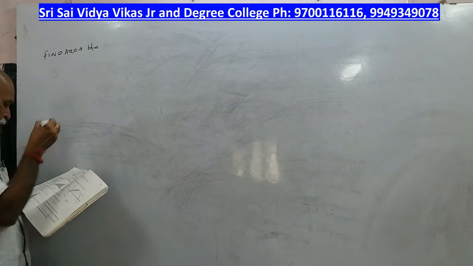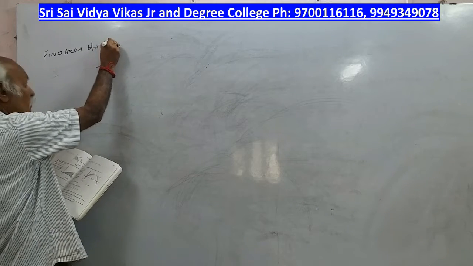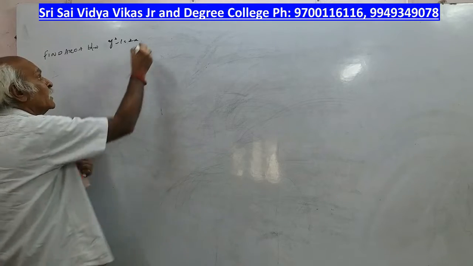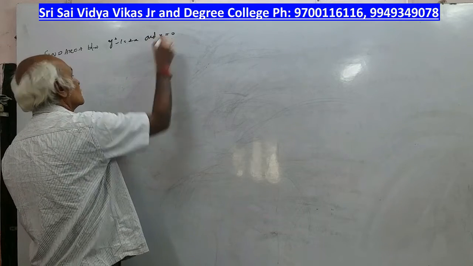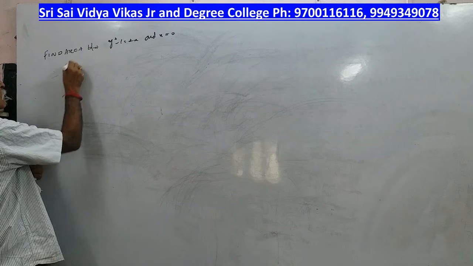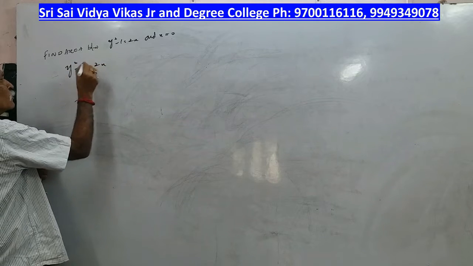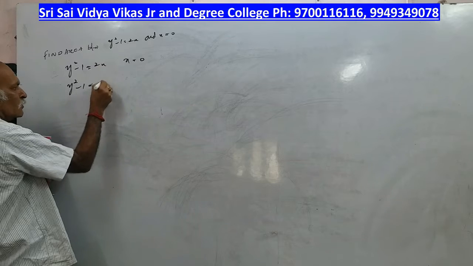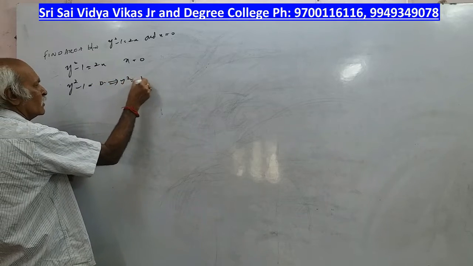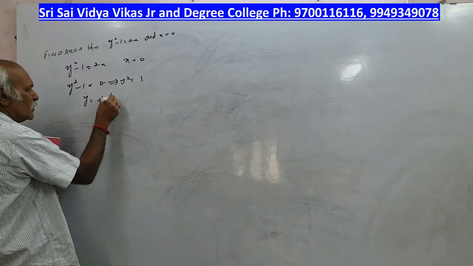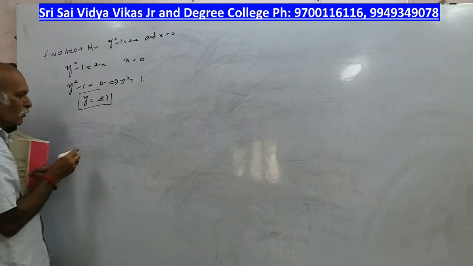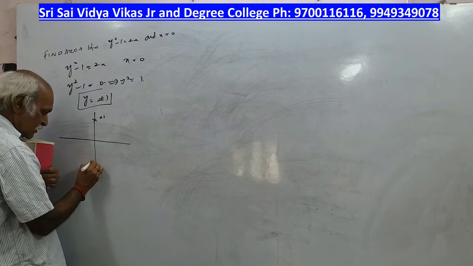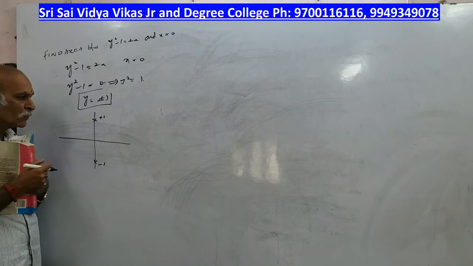Next. Area between y square minus 1 is equal to 2x and x is equal to 0. Right? So y square minus 1 is equal to 2x. What is the x value? x is equal to 0. From this y square is equal to 1, y is equal to plus or minus 1. So plus 1 here, minus 1.